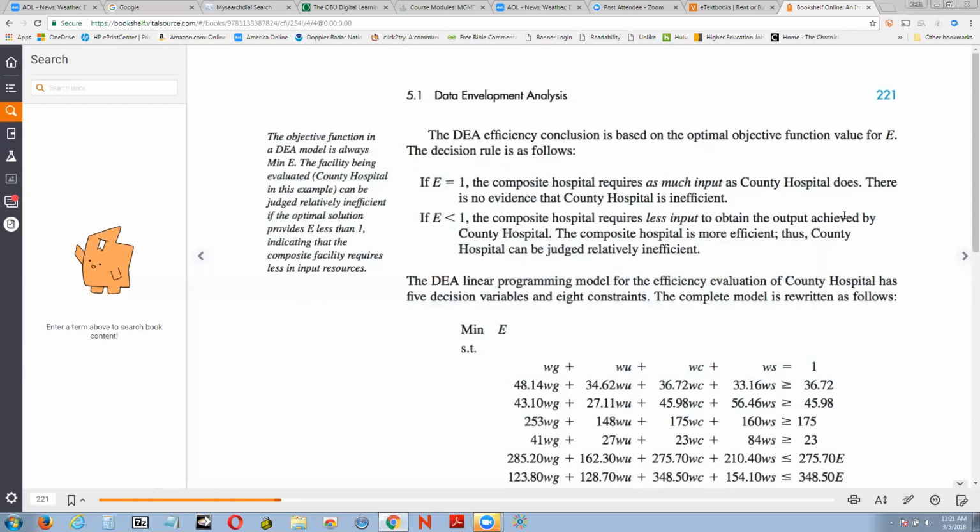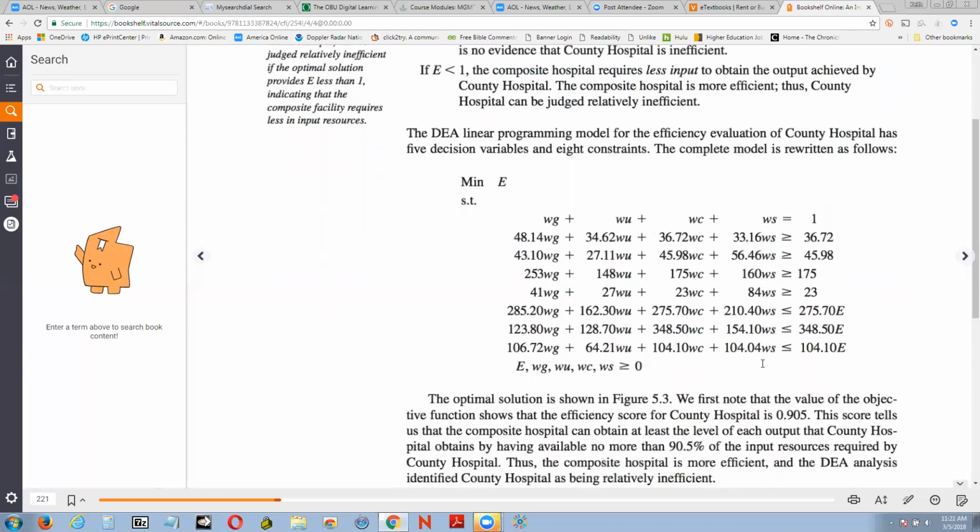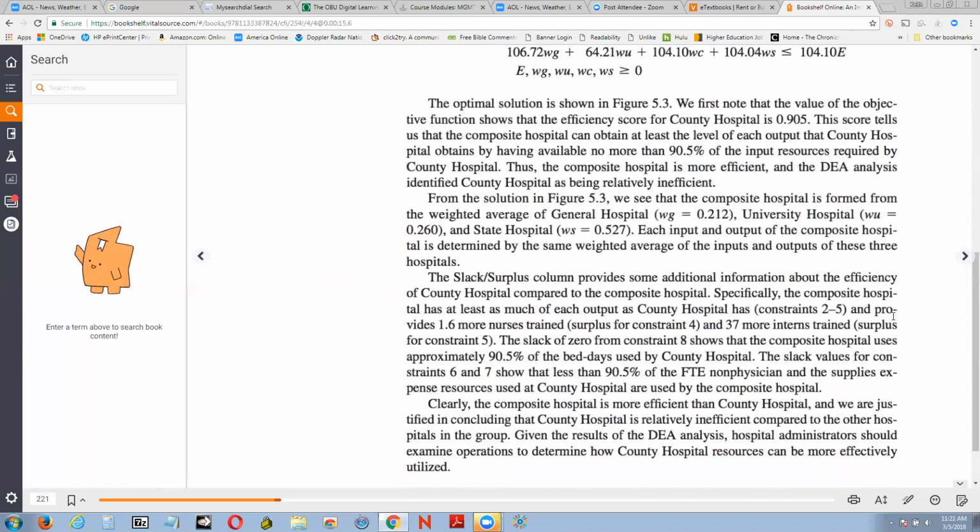If the efficiency index for a location equals 1, then it requires as much input as the county hospital does. And it says, okay, we're okay. Okay. Then if it's less, it requires less input to obtain that output. Okay. And so we judge it on the inputs, less or more, and make a decision on how efficient it is. And then we have the constraint part. We have the objective function, the E, and then we have all the constraints that are built in.